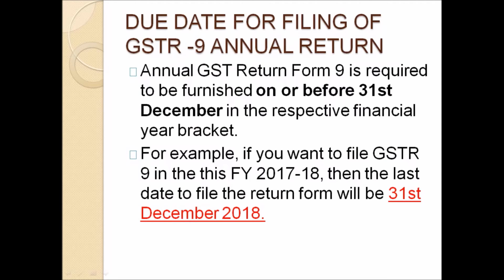Now, the due date for filing of Gstr-9 annual return. Annual GST return form 9 is required to be furnished on or before 31st December following the respective financial year. So if you want to file Gstr-9 for financial year 17-18, then the last date to file the return will be 31st of December 2018. However, as the forms were not ready, the government, for the financial year 2017-18, has extended the due date for filing Gstr-9 annual return from 31st December to 31st of March 2019. So from 31st December 2018, it has extended the due date till 31st of March 2019, as the returns were not ready.